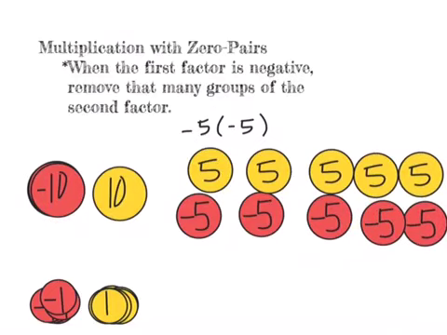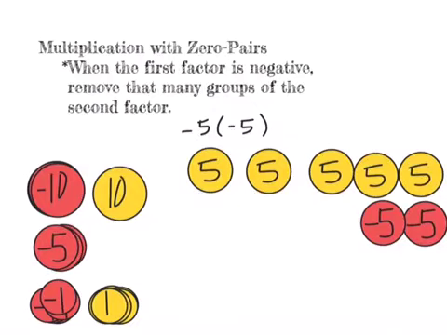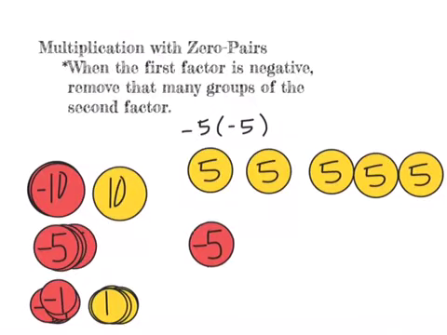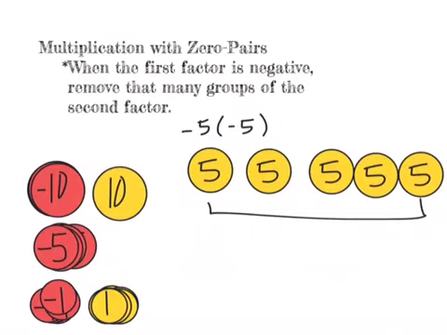Now I need to remove 5 groups of negative 5. So I'm going to take away 1, 2, 3, 4, 5 groups of negative 5. I combine what I have left: 5, 10, 15, 20, 25. And negative 5 times negative 5 equals positive 25.